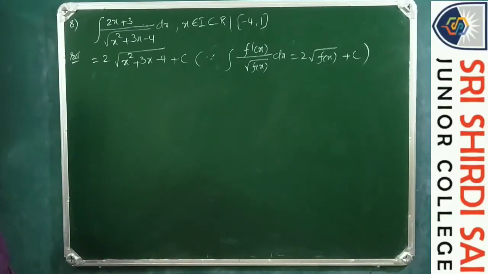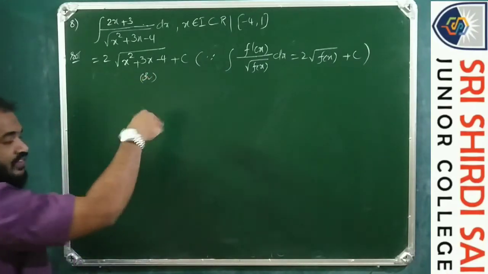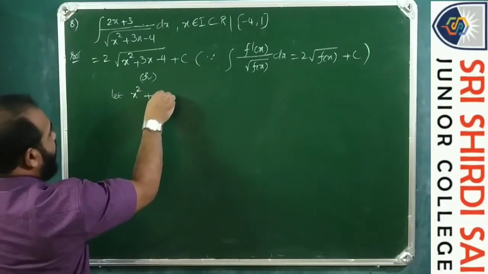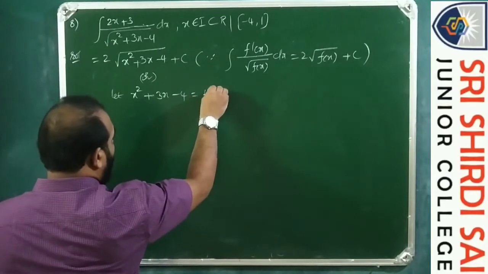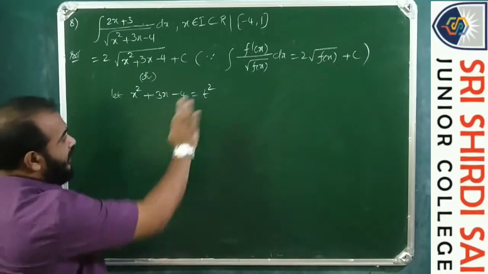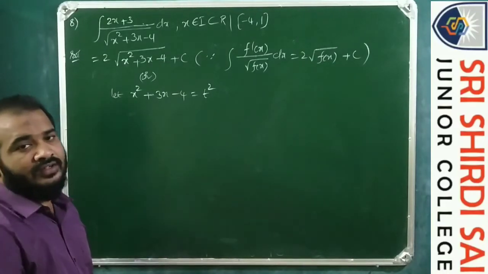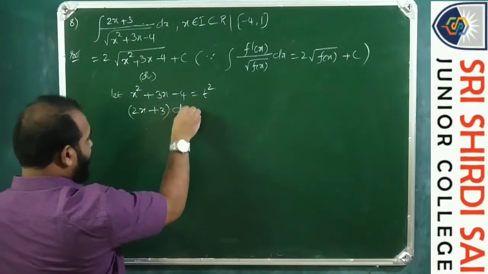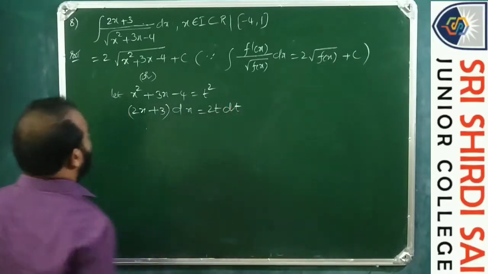Otherwise, if you do not know the result, this would be the alternative, the conventional method. Let x square plus 3x minus 4 equal t or t square, whatever you take. Since this is under root, let us take it as t square, so that root and square are eliminated. If you take t also, it doesn't change. X square derivative is 2x, 3x derivative is 3, into dx is equal to 2t dt.